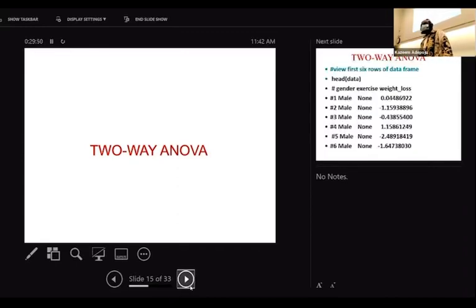We got two factors. But let me tell you this. If the second factor is a block, I'm going to tell you what I mean by block, that we don't consider interaction. We have two types of two-way ANOVA: two-way ANOVA with interaction and two-way ANOVA without interaction. The two-way ANOVA without interaction is what we call randomized complete block design. That is where we normally test, in addition to a factor, the blocking factor.